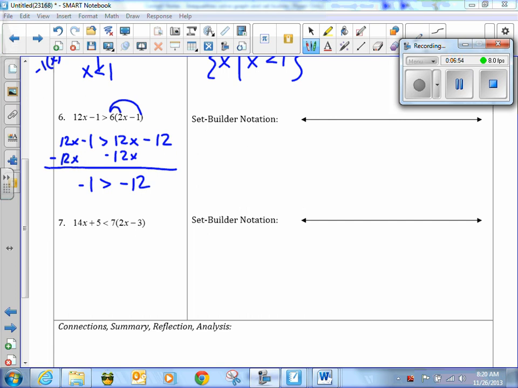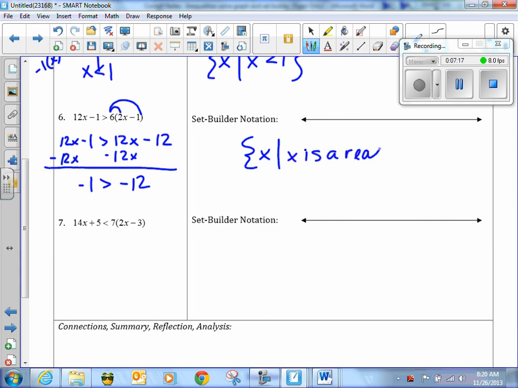Since we have a true statement, negative 1 is greater than negative 12, in our set builder notation we would say x such that x is a real number. And that's it.